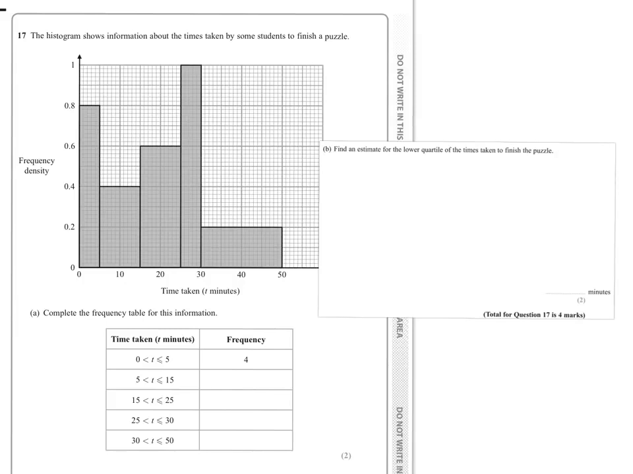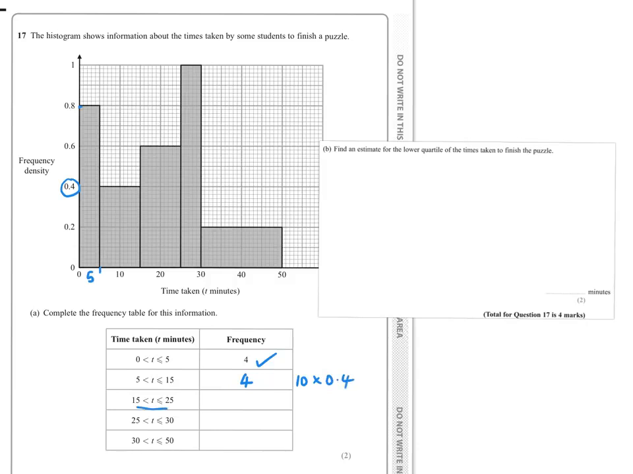Question 17. The histogram shows information about the times taken by some students to finish a puzzle. We've got to fill out and complete the frequency table. Well, the frequency I always look at as the area of the bar in question. So the length of this part here is 5, and 5 times 0.8 is 4. So for the next one, we've just got 10 times 0.4. You can use your calculator if you want, but that's 4 again. So I'll just write it here, 10 times 0.4.